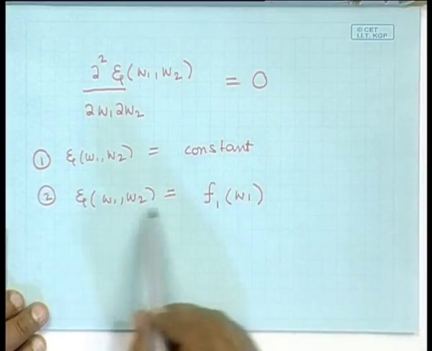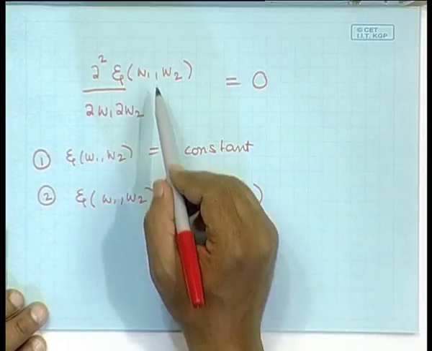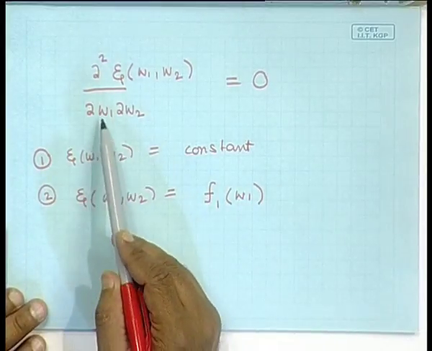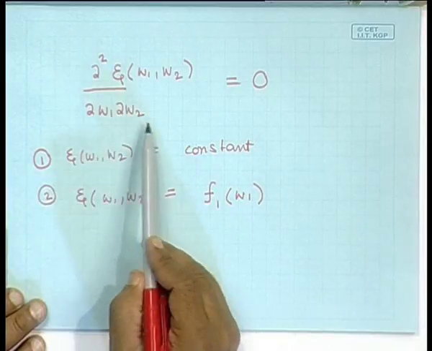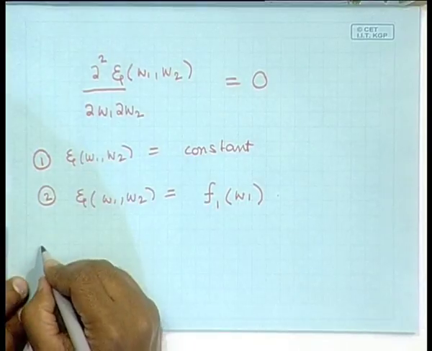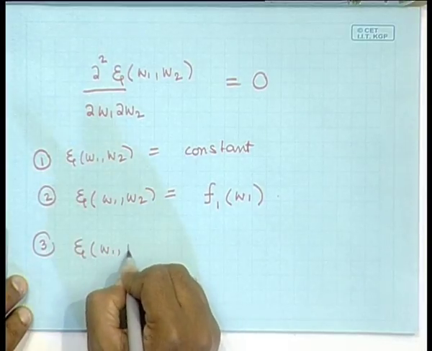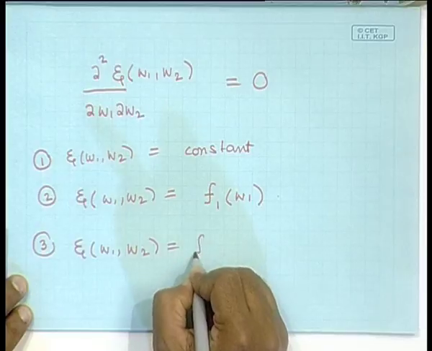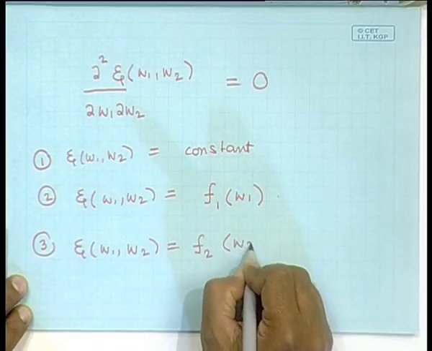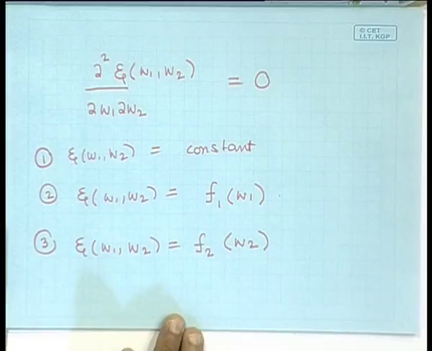So if we choose psi to be a function of W1 alone, then when you put this here, the derivative with respect to W2 is 0, so this equation is satisfied. This gives you a possible solution to this equation, and you have another possible solution, which is the situation where psi is some other function f2 of W2 alone. So if we have some arbitrary function of W1 alone or some arbitrary function of W2 alone, then both of these are solutions to the wave equation.